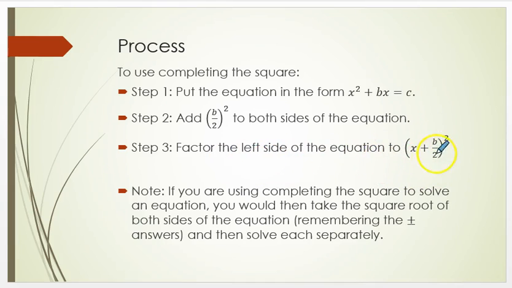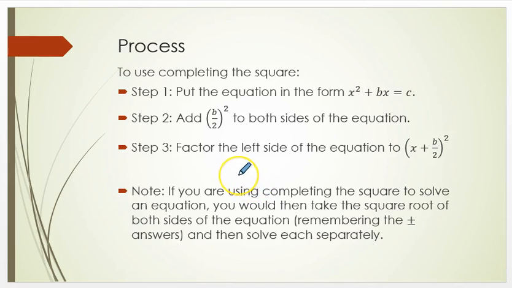Now, as a shortcut, the trinomial you will have on the left-hand side of the equation can always be factored down to be x, or whatever variable you have, and half of the middle number. Not the middle number, not half of the middle number squared, just half of the middle number. So if your middle number was a 10, then the factoring will be x plus 5 in parentheses, and then outside of the parentheses, squared.